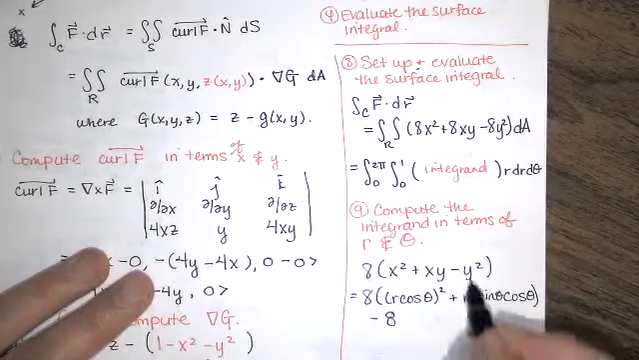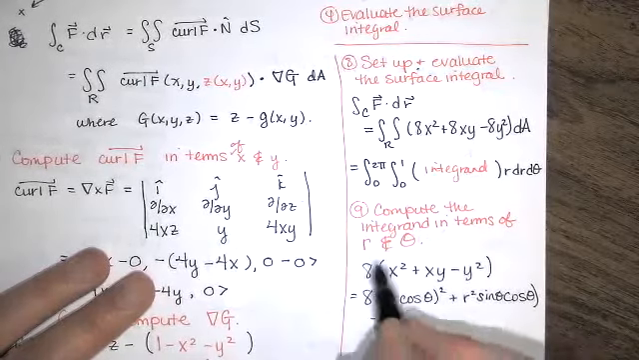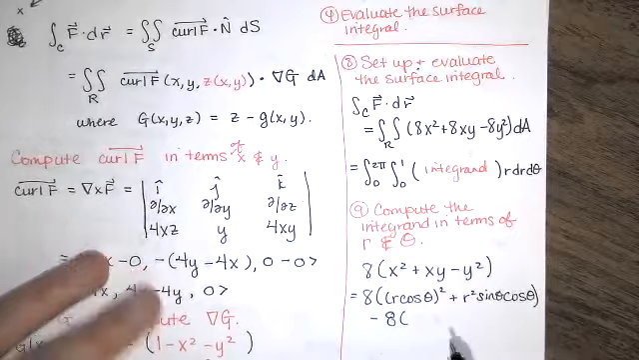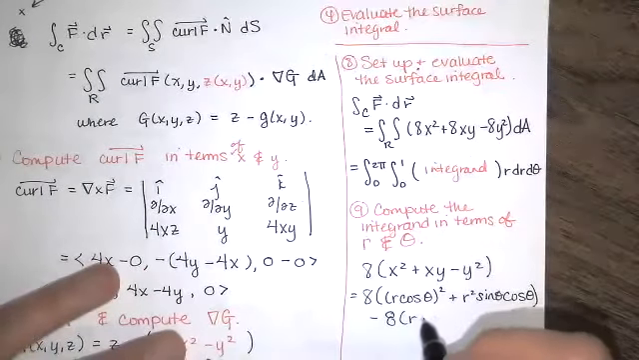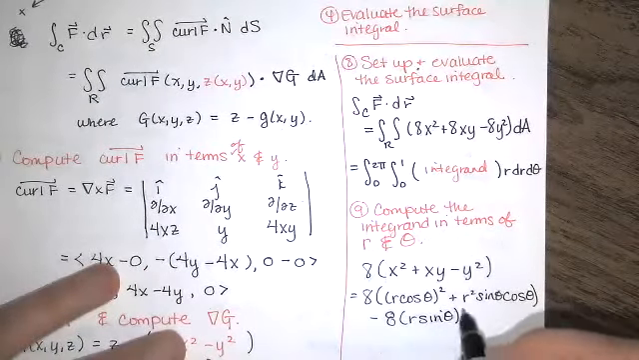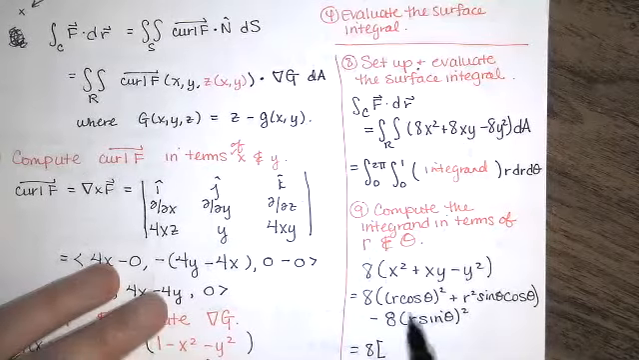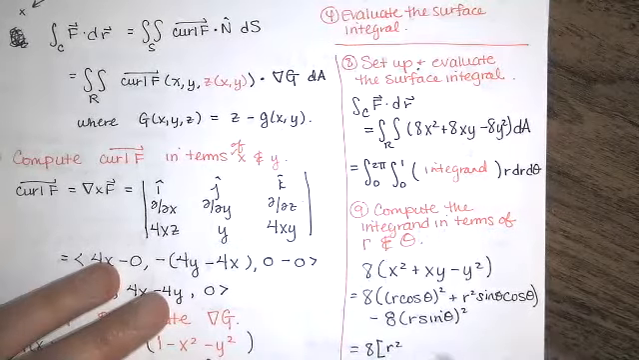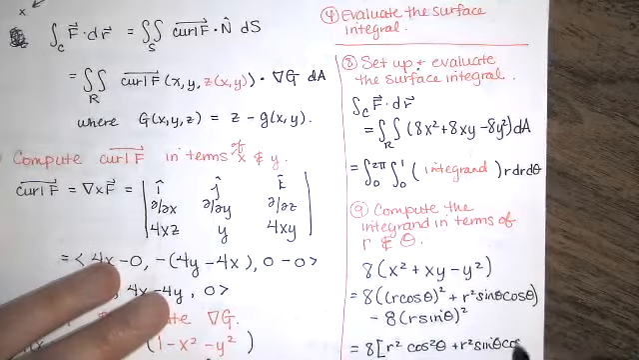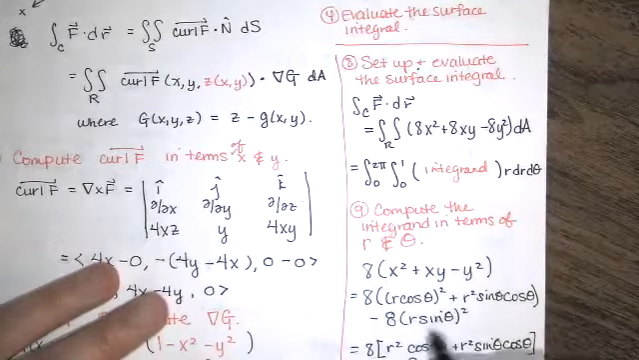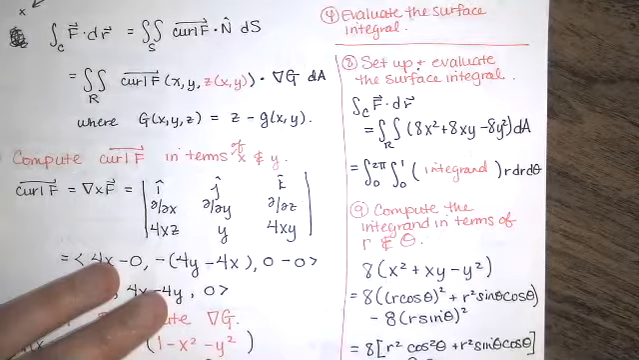Minus 8 times y squared. Just distributing that 8 because there wasn't enough room on this line. Y is r sine theta, and we're squaring it. So I've got 8 times of r squared cosine squared plus r squared sine theta cosine theta minus 8 r squared sine squared theta.